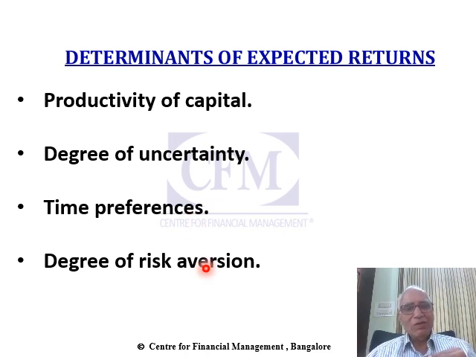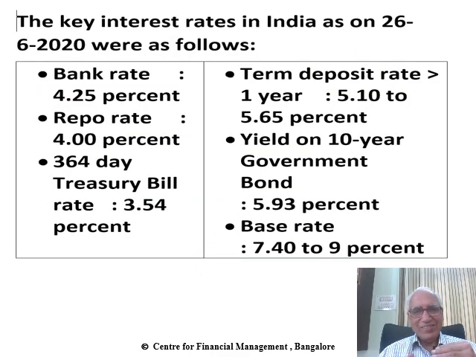Degree of risk aversion. If investors have a high aversion for risk, then they may ask for a higher risk premium for investing in risky securities. The key interest rates in India as on 26 June 2020 were as follows. Bank rate. Bank rate is the rate at which Reserve Bank of India provides short-term loans to commercial banks.